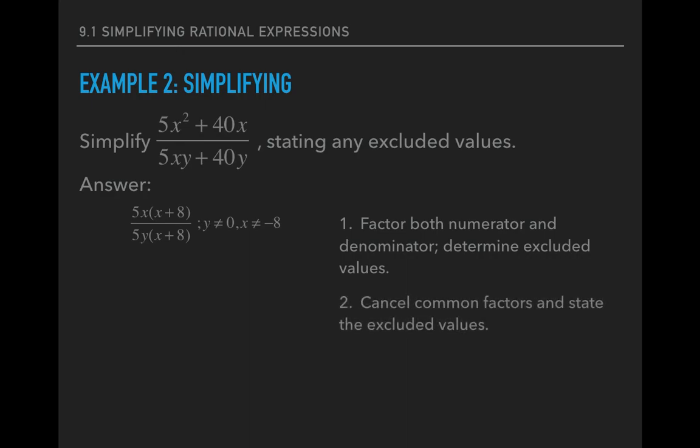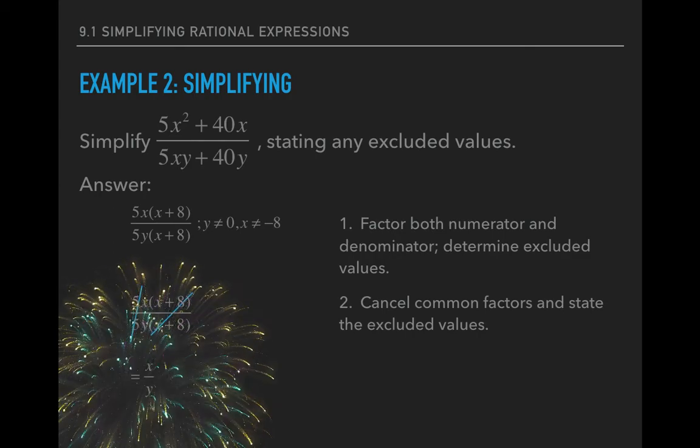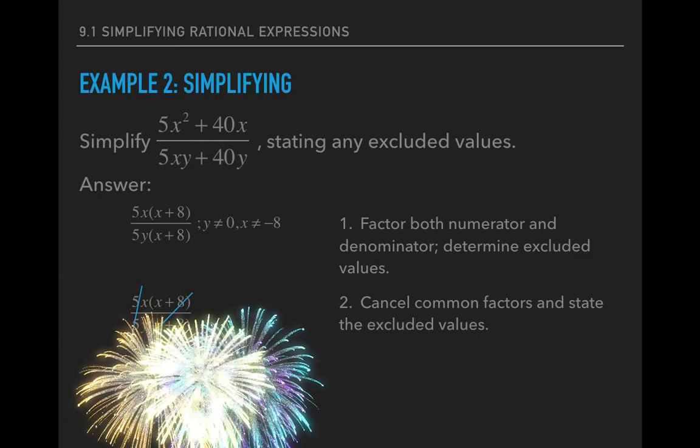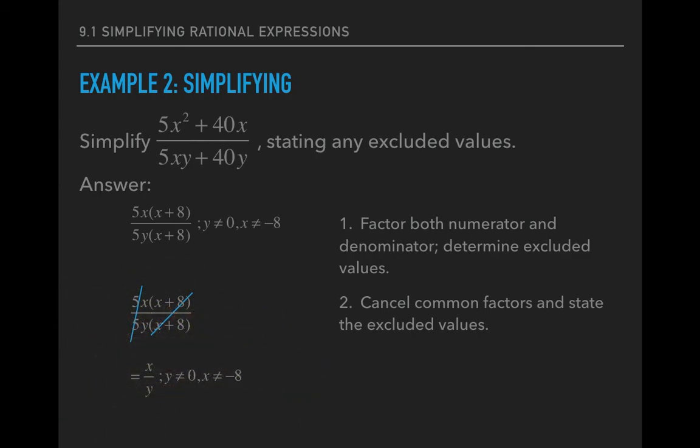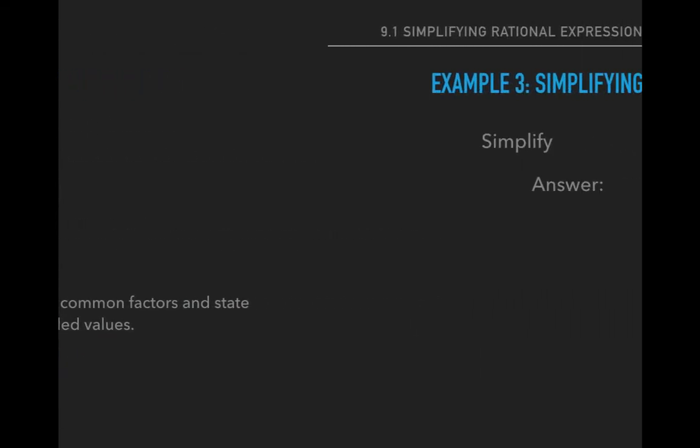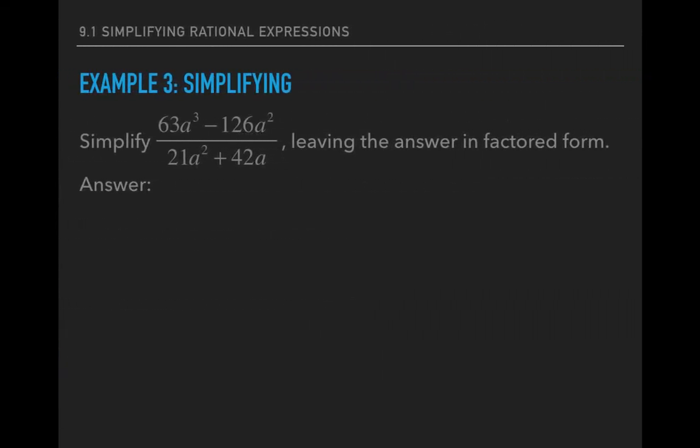Now to give our final answer in simplified form, we'll cancel the common factors and again state our excluded values. So for the canceling, you can cancel the 5s, both GCFs in the top and bottom, and you can cancel the binomial factors because they are the same. And so all that is left is x over y, and the excluded values are that y cannot be 0 and x cannot be negative 8.